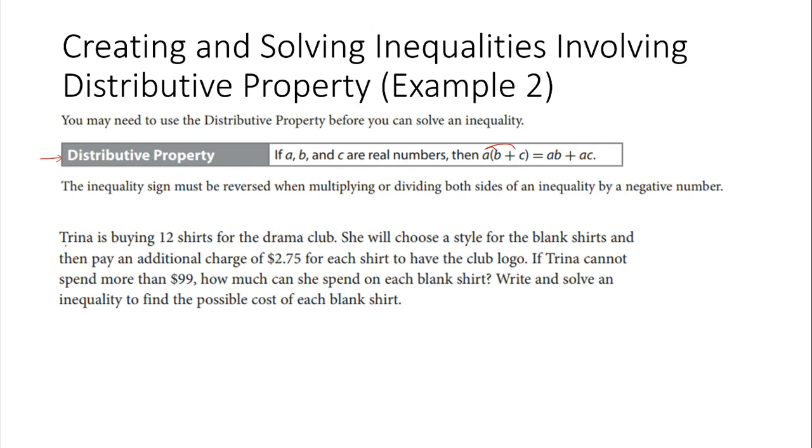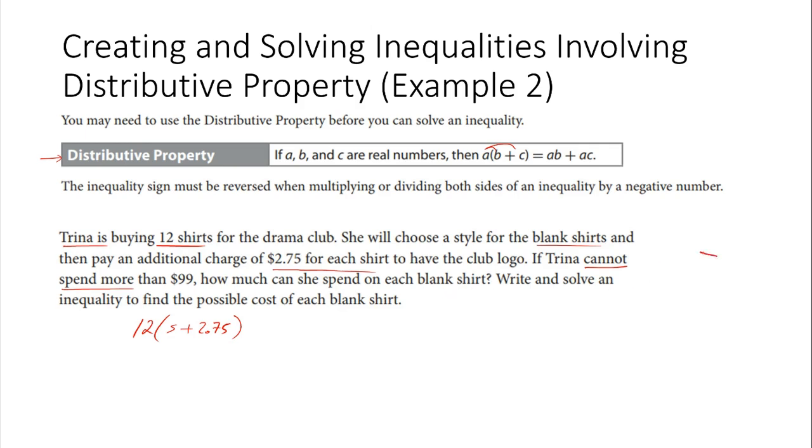So for example, Trina is buying 12 shirts for the drama club. She will choose a style for the blank shirts and then pay an additional charge of $2.75 for each shirt. So she's spending 12 bucks per shirt plus an additional $2.75. So we got shirts, that's an S, plus $2 and 75 cents for each shirt, right? All right, cool. So that's what's happening there. If Trina cannot spend more, notice how it says cannot spend more.